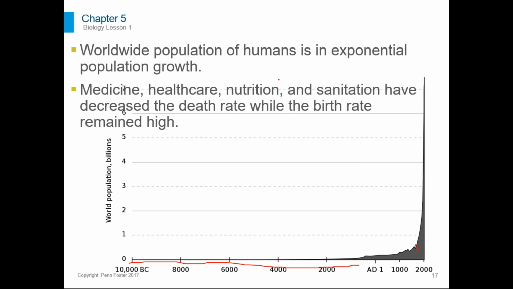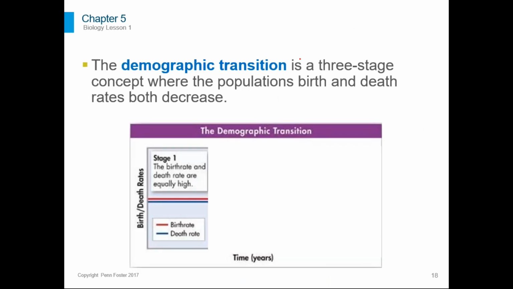Okay, so the human population has gone crazy. We're now above 7 billion people, and it's expected to keep increasing. So when we talk about human population, one thing that we look at is the demographic transition. And demographic transition is a 3-stage concept where the population's birth rate and death rates both eventually decrease.